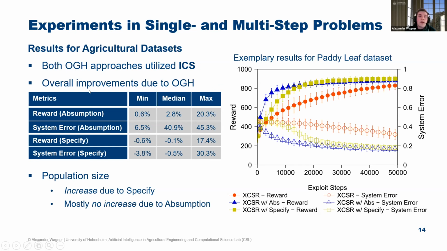So the overall improvements of the absumption-based OGH were that it improved the reward by 20.3% in the maximum case, and the system error was reduced by 45.3% in the maximum case, and the median was 40.9%. So the absumption-based OGH led to the highest improvements. In case of the population size, there was an increase due to the Specify-based OGH. But for the absumption-based OGH, there was mostly no increase.